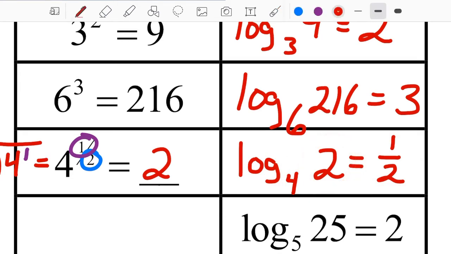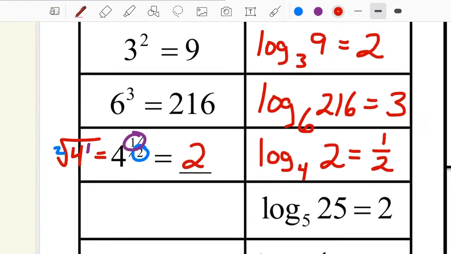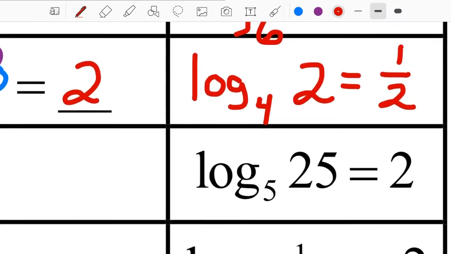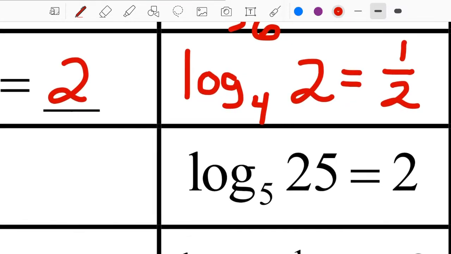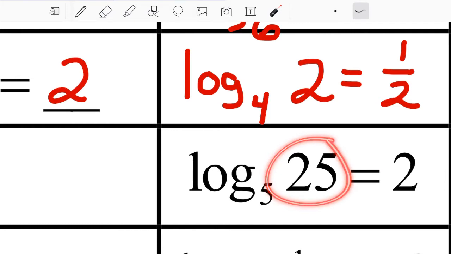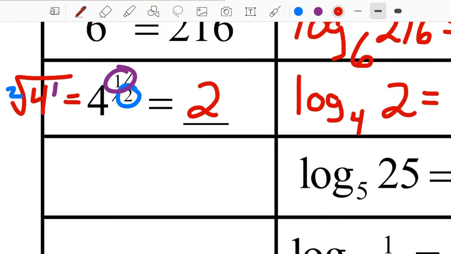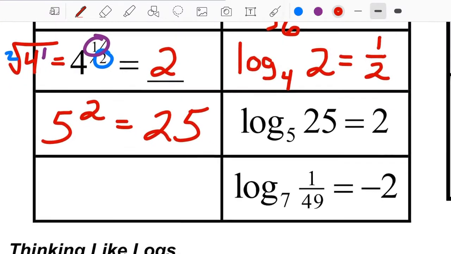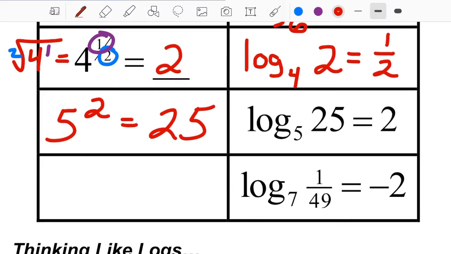Now, we can also go backwards. We can take a log form and turn it into an exponent form. If we have a statement like log base 5 of 25 equals 2, that would mean that 5 to the second power equals 25. All we have to do is say so, and it's true. 5 to the second power equals 25. Do you want to try to go backwards with this last log statement?